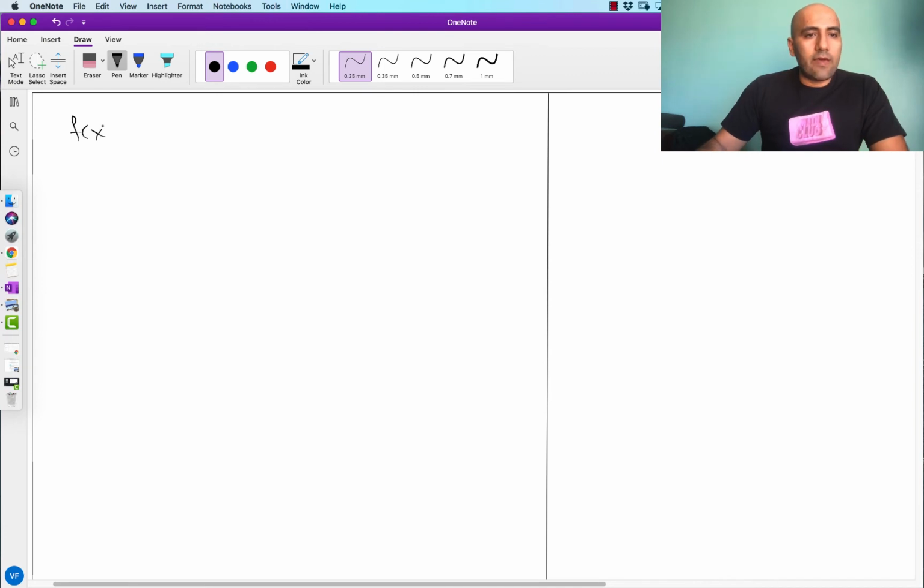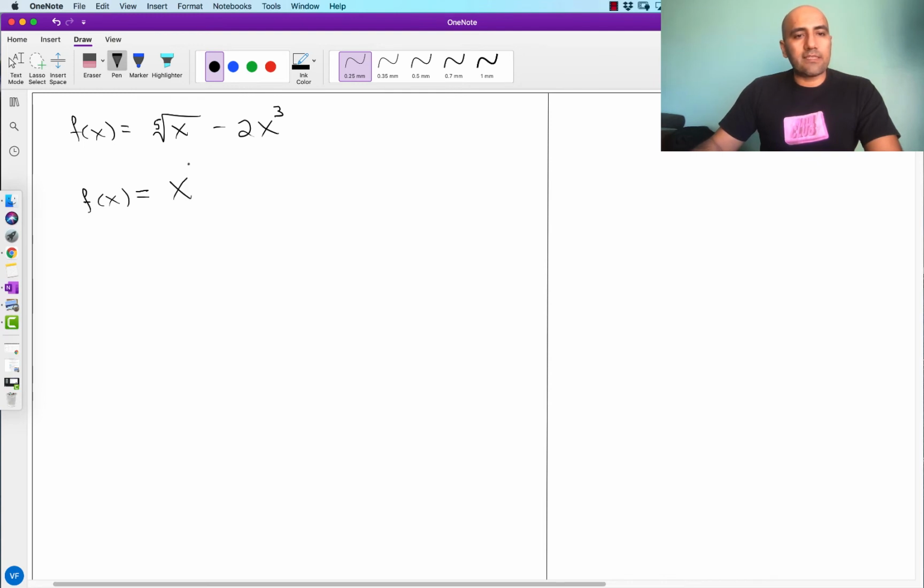Let's say f of x is equal to the 5th root of x minus 2x to the 3rd power. Okay, so we can manipulate this a little bit. So I'm going to manipulate this a little bit before I find the derivative. I'm just going to rewrite this as x to the power of 1/5 minus 2x to the 3rd power.